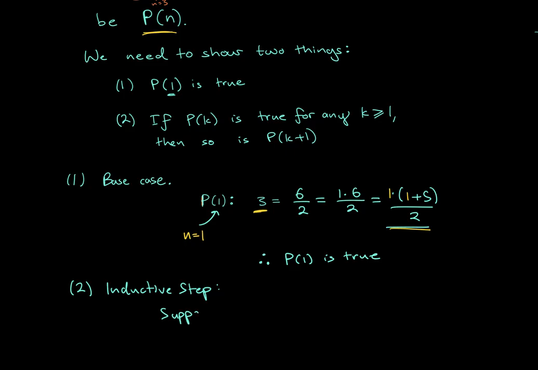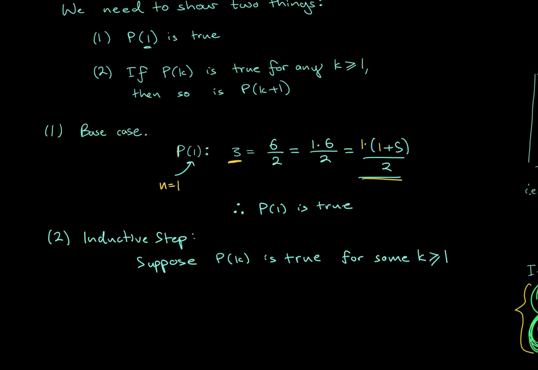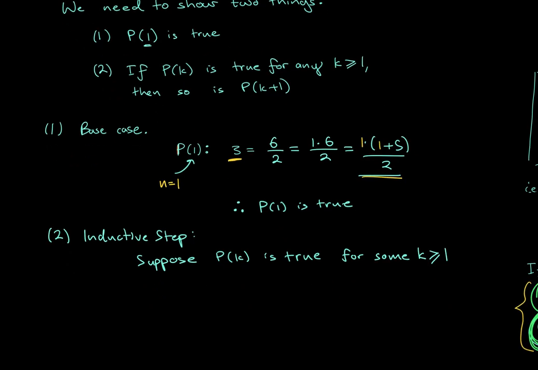Suppose P of k is true for some arbitrary k bigger than or equal to 1. There's nothing special about this. Maybe some isn't the best. Maybe any. I think some is okay.